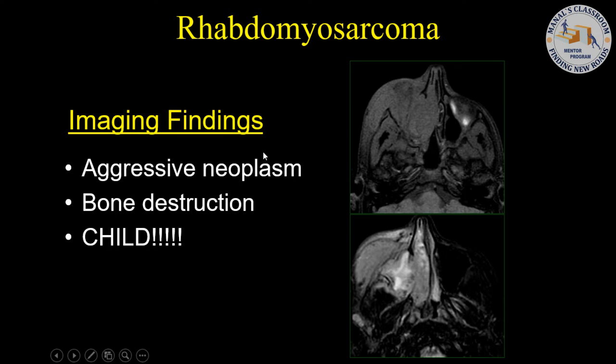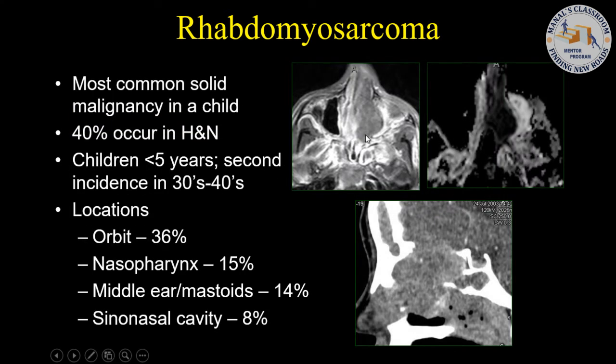Keep fibrous dysplasia in your mind because we'll see that later. But rhabdomyosarcoma is the most common soft tissue malignancy in the head and neck in a child. So the imaging findings, as you can see here, are pretty nonspecific. This looks just like squamous cell carcinoma. 40% occur in the head and neck, typically in children less than 5 years old, and the locations are identified here.